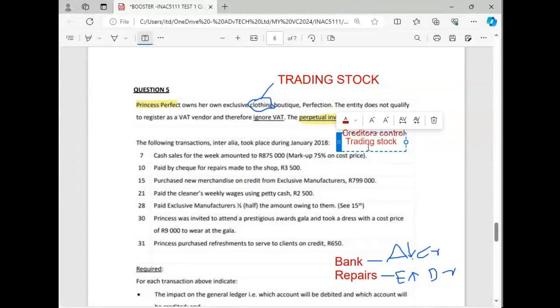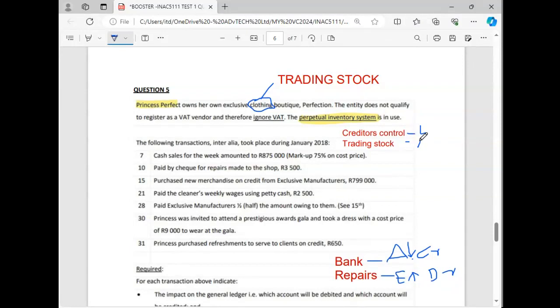Guys, let me say something. Some of you write merchandise. I won't give you a mark. Don't write merchandise. Do not write goods. It's either you write stock, inventory, trading stock, or trading inventory. So if you write merchandise or goods, I'm not allowed to give you the mark for that. Okay. So make sure that you remember how to do that. If you don't understand, you'll tell me, guys.